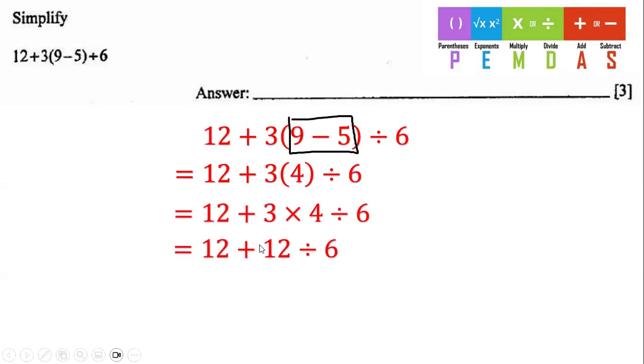Then we have to add, right? We have to add first, right? No. We need to divide first. Do you divide before you add? Yes, sir. Very good. So we do 12 divided by 6. What is 12 divided by 6? 2. Very good. And 12 plus 2 is? 14. Very good. How many persons got 14?